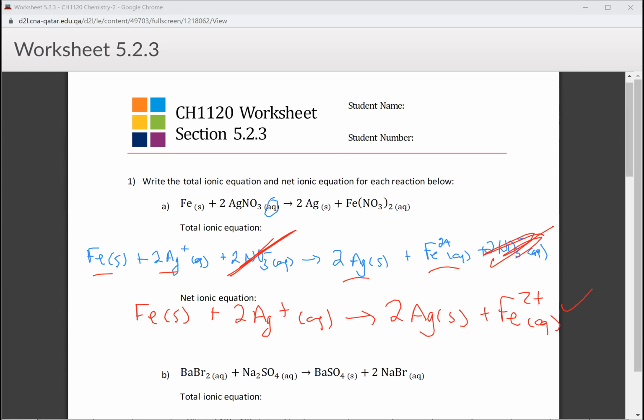All right, cool. Is there a question like this in the final? Yes, definitely. You will definitely see a total ionic and net ionic equation on the final, for sure.